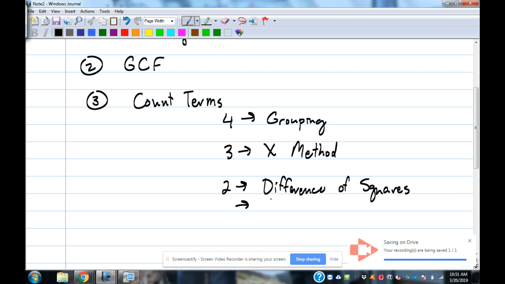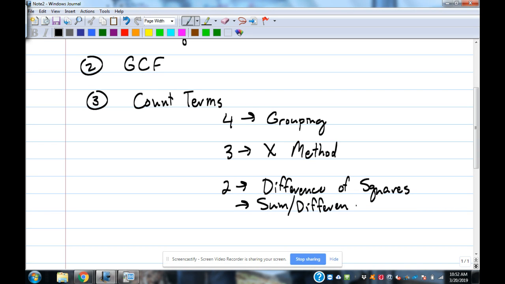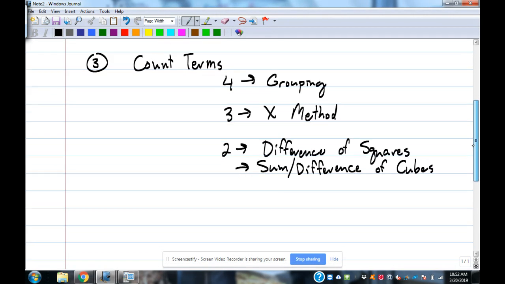Or we could also have the sum or difference of cubes, and we're going to talk about that a little bit today. So these are higher power or higher degree polynomials. I'm going to teach you how to factor those. It's a nice little pattern that exists every time if it's a sum or difference of cubes, just like the pattern for difference of squares, just a little bit different because it's cubes.